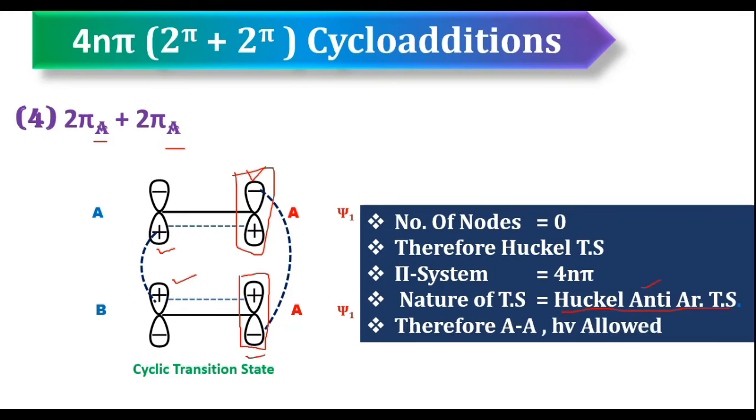So friends, finally what did you identify here? Supra is photochemically allowed. When supra is photochemically allowed, by default antara also is photochemically allowed, antara also h nu allowed. So when supra is, and antara is, sorry, antara-supra is thermally allowed. So let's see the Woodward-Hoffmann selection rules.